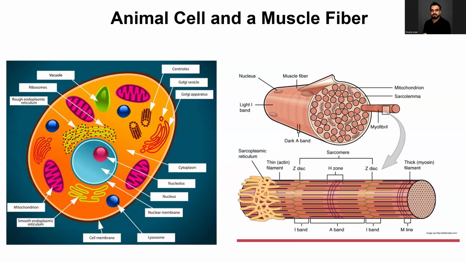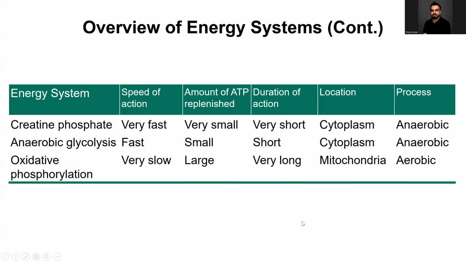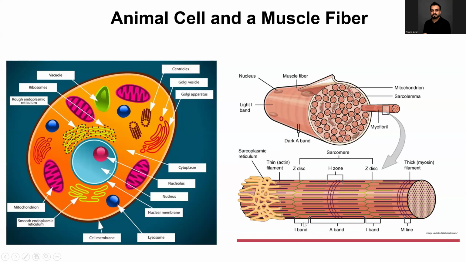So muscle fibers contain more mitochondria. So this is a picture of this, and these are all proteins, and we need calcium for muscle contraction, and so on and so forth.